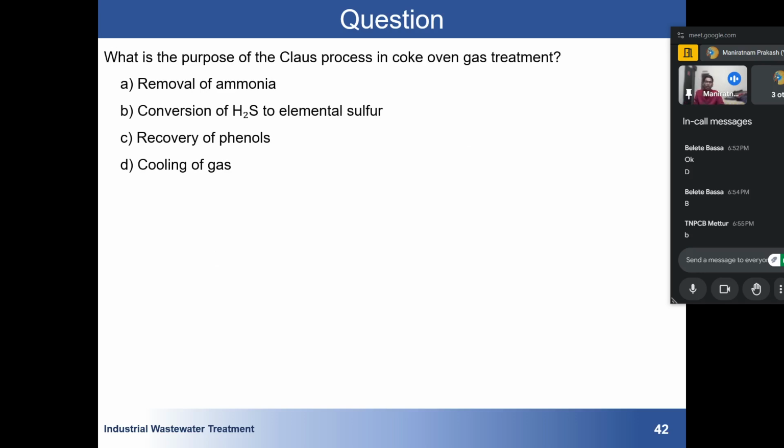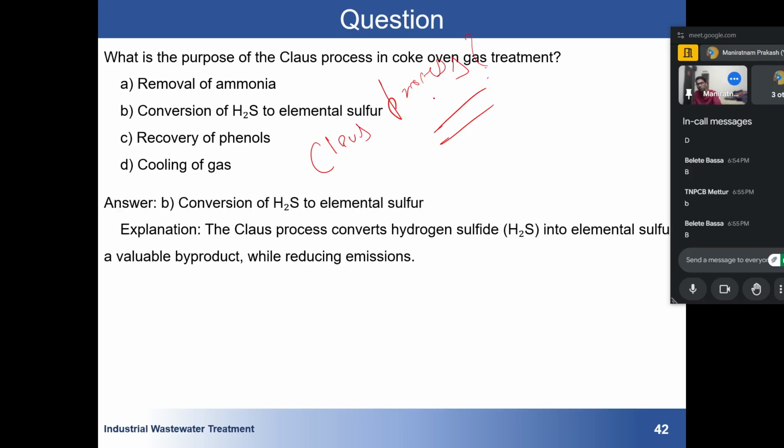What is the purpose of the Claus process in coke gas treatment? We have seen, if you have gone through the lecture, you might have seen the Claus process. Why is it done? B. Yes, conversion of H2S to elemental sulfur. The Claus process converts hydrogen sulfide, H2S, into elemental sulfur, a valuable product, while reducing emissions.